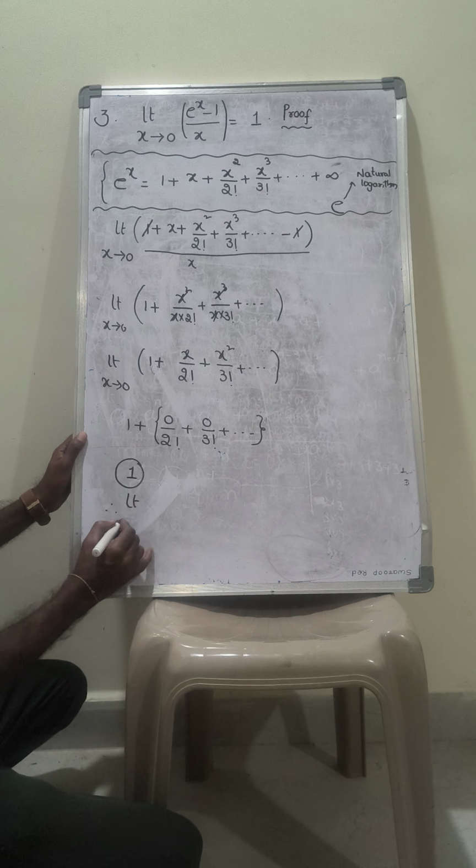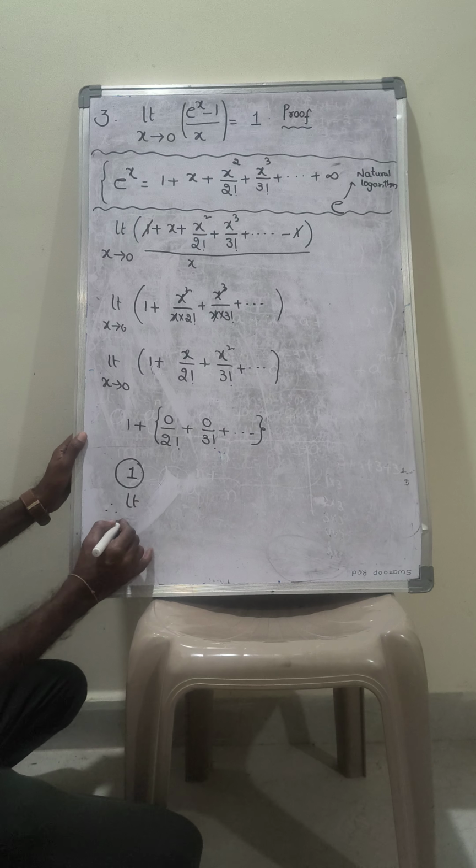The only thing we need to understand is this e power x series. E power x is equal to what? 1 plus... you can remember it like this. You keep first x power 0, and we can understand the series like this: x power 0, x power 1, x power 2, x power 3, and so on. Next, 0 factorial, 1 factorial, 2 factorial, 3 factorial, and so on.